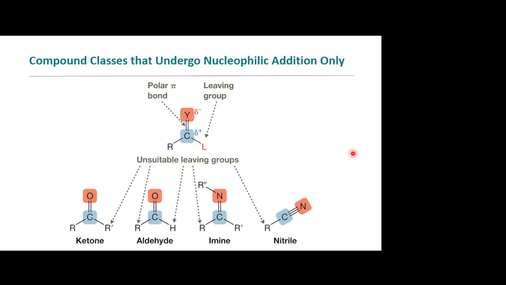All right. And so let's talk about some unsuitable leaving groups. What are never good leaving groups? Well, we have ketones, where it's an R group, right? We have a carbon. That's never a good leaving group, is it? No. How about aldehydes? Hydrogen. Hydrogen's never a good leaving group, right? There's nothing we can actually do to make that a good leaving group.